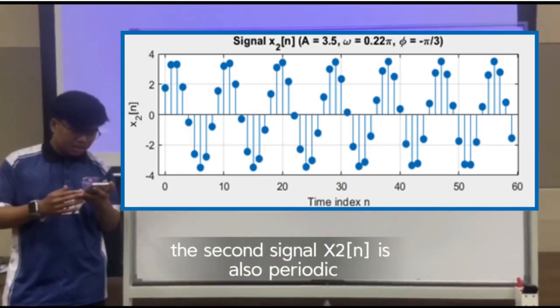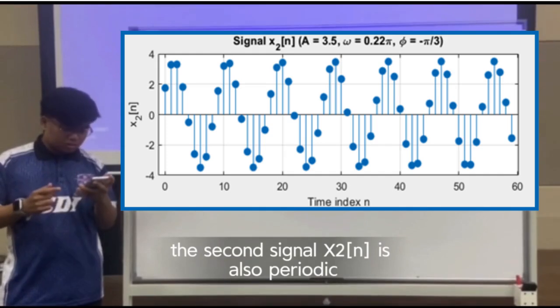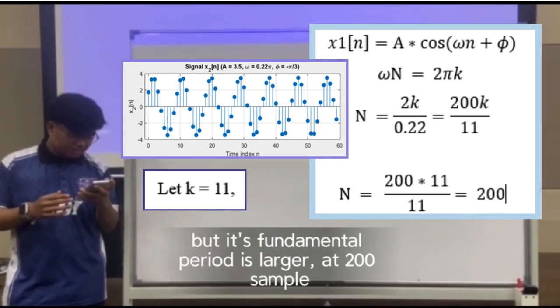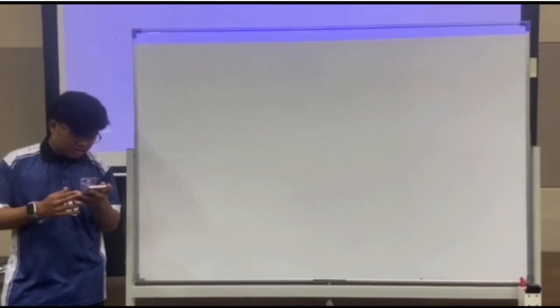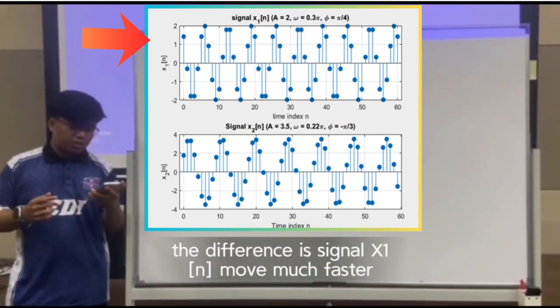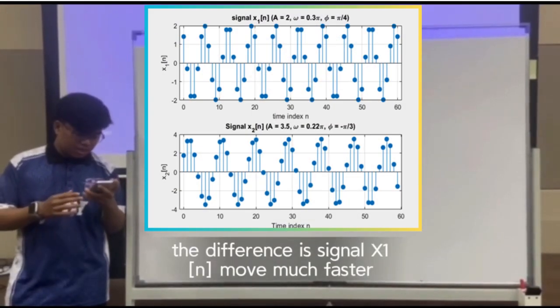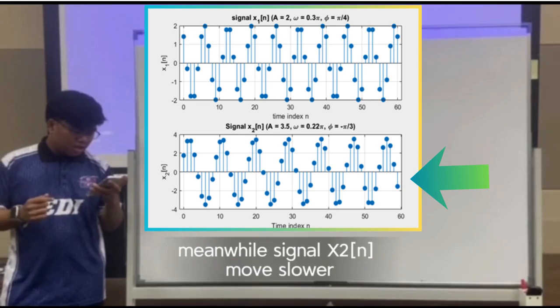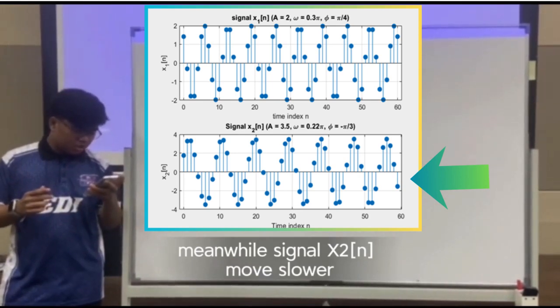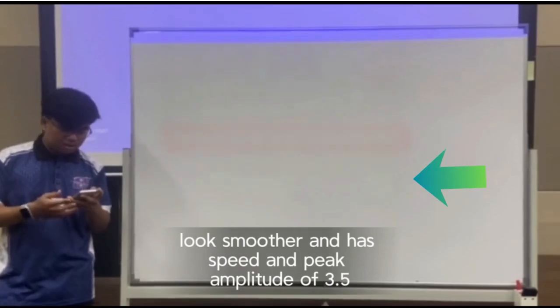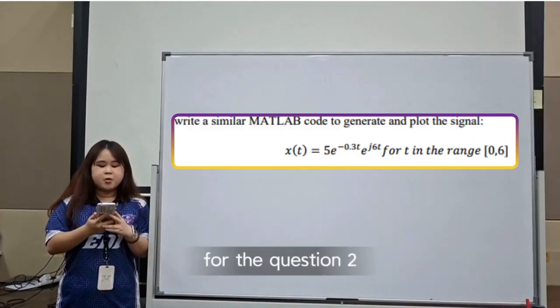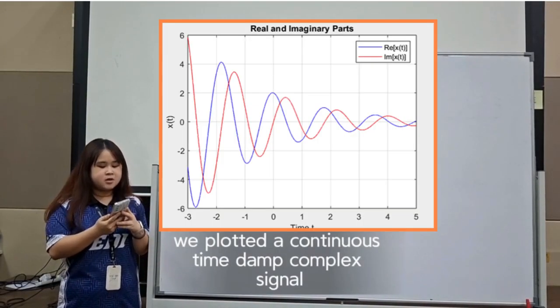The second signal S2[n] is also periodic, but its fundamental period is larger at 200 samples. The difference is signal S1[n] moves much faster, meanwhile signal S2[n] moves slower, looks smoother, and has a peak amplitude of 3.5. For question 2, we plotted a continuous-time damped complex signal.